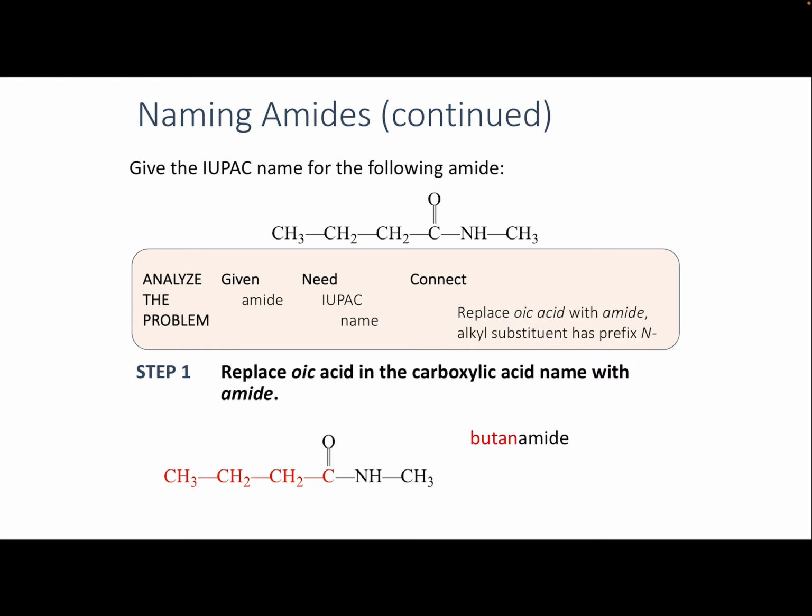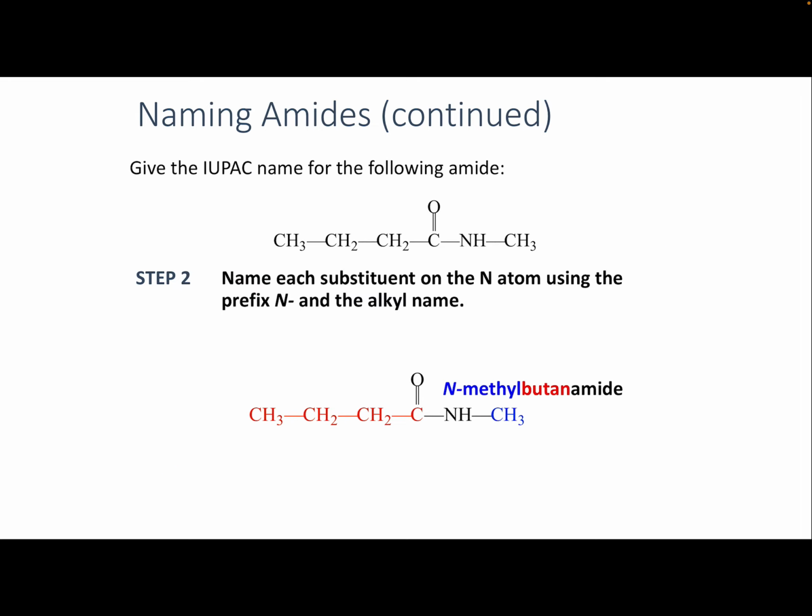Quick learning check, or I guess a work through, but you can treat it like a learning check. Name this one. 4 carbons, it's got a substituent on the N. So don't forget to say N-methyl, and then butanamide or butyramide, if you were using butyric acid, common name.